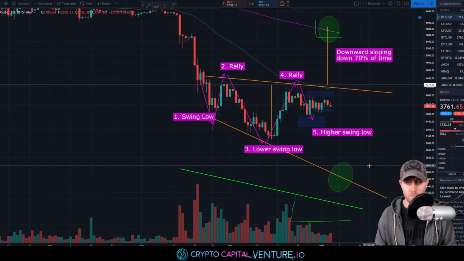It's going to be fun, probably next week or so, to see which way we break. But let me know your thoughts in the comments below. I want to know your thoughts on this inverse head and shoulders and the market in general.